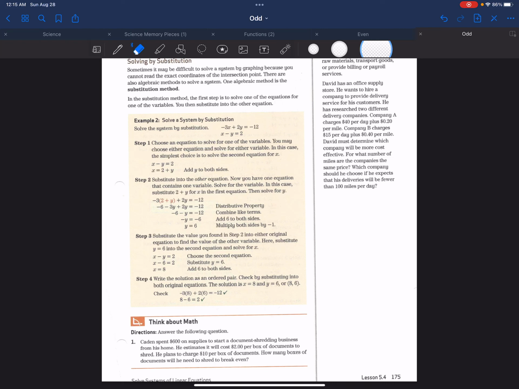I'm on page 175 looking at example number 2, and this is called solving a system by substitution. I'm going to have to go over to a blank sheet of paper to do this.